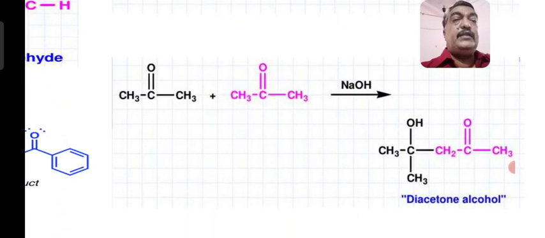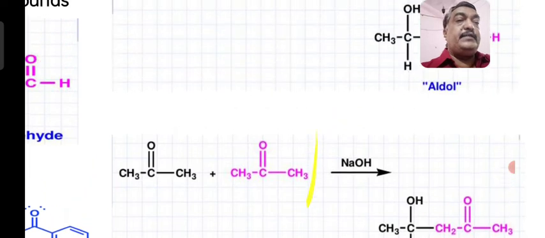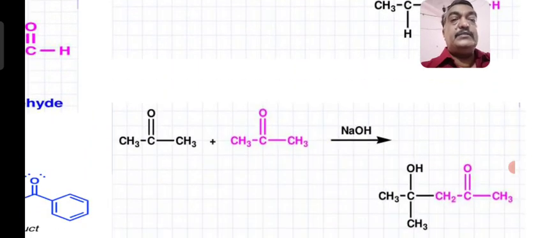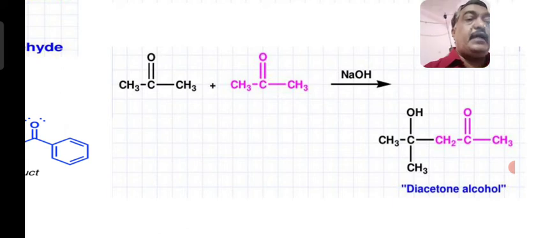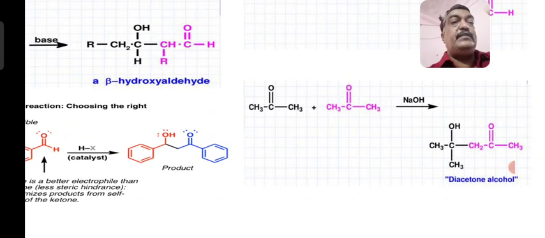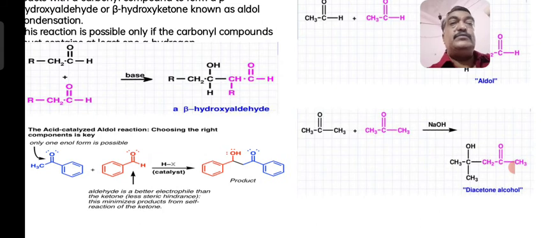Similarly, you can have another example with CH3COCH3. The same thing: when acetone is treated, there is formation of diacetone alcohol. Again it is alpha beta, a beta hydroxy ketone.